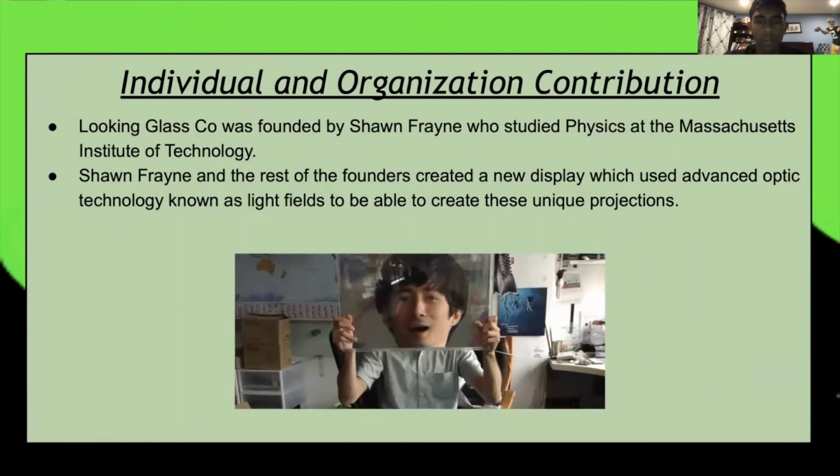So the device that we're using today is called the looking glass. It was invented by Shawn Frayne. He's a relatively young guy who studied physics at MIT. And so he wanted to create a display which used this new optic technology called light fields to be able to create these holographic projections.